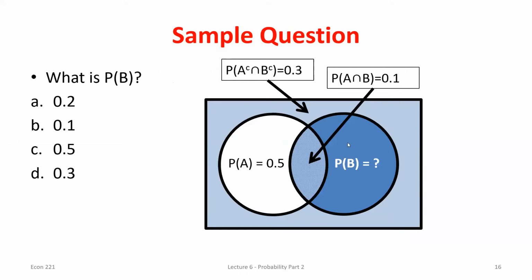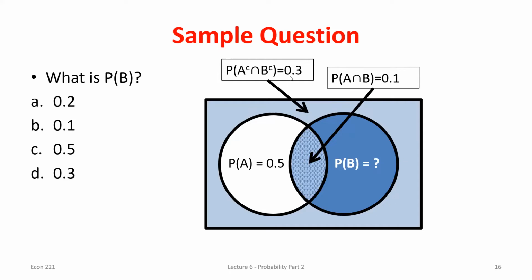So let's try to take this rule and apply it. Let's say I gave you something like this. I know the probability that event A occurs, so this entire circle, the probability of A is 0.5. The probability that I'm in A and I'm in B, or the intersection of those two, is 0.1. And then the probability that I'm in neither A nor B, right? I'm not in A and I'm not in B. That would be this light blue area, and I'm telling you that's 0.3.